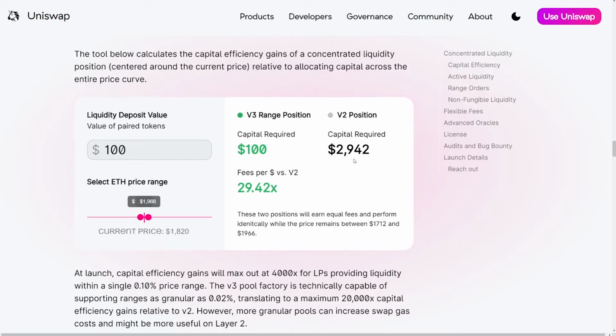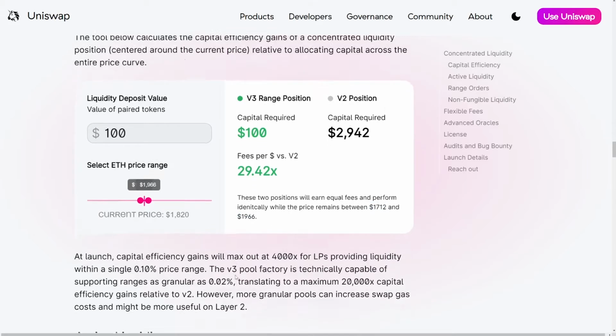So to put this other way around, in the V2 you would have to provide almost $3,000 to get the same amount of rewards from fees. However, in the V3 you can just put $100 into these pools. However, important thing is the value has to stay in between this range.